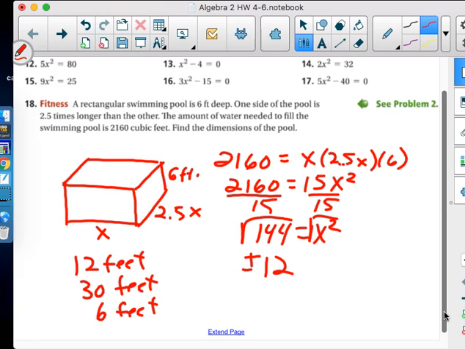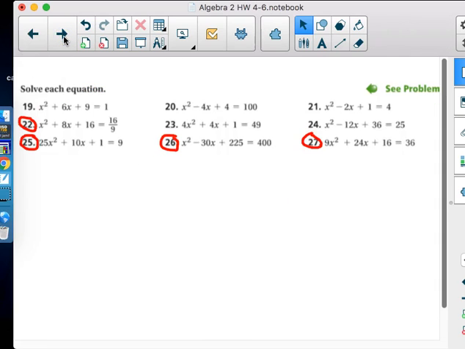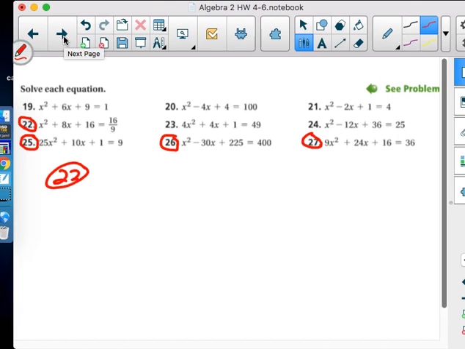So I guess the key to this one would be remembering that volume of a box, volume of a pool, is length times width times height. That's how we get it. Number 22 was the other one on your list. This one is an FAQ, but you know what? I'll just go ahead and do it because it leads in really well to what we're going to do today.